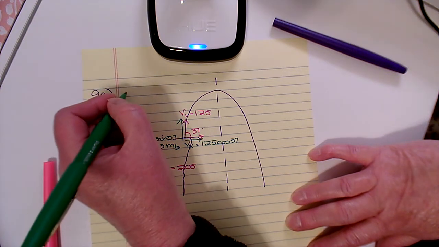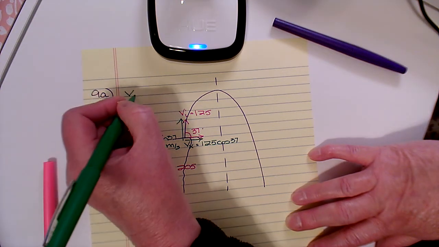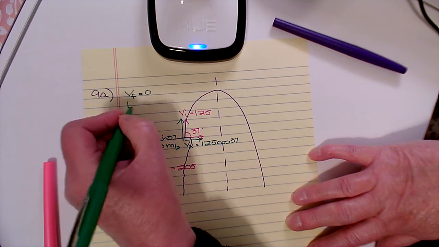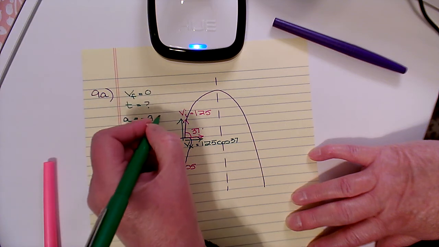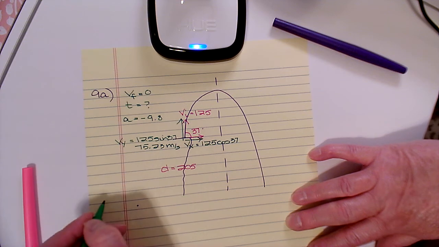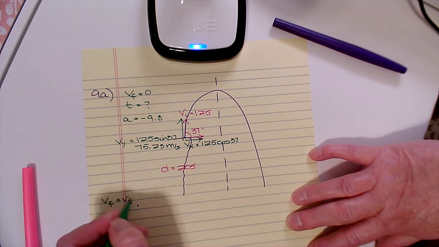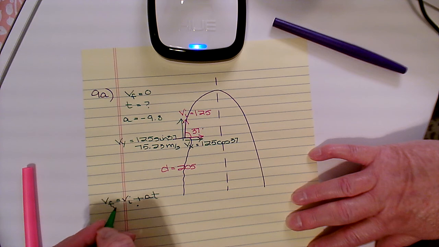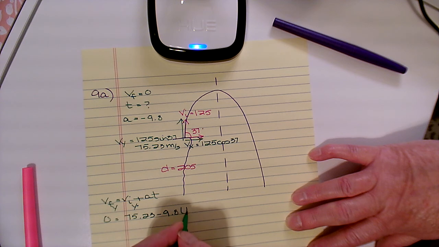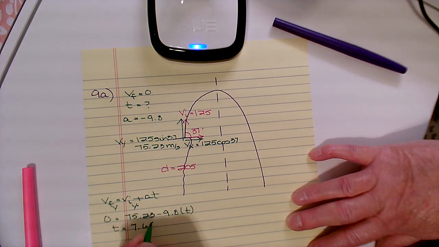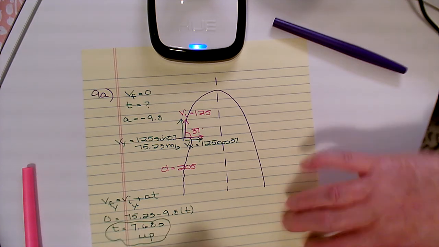So I can use this information to find out how long it's going to take to get to the top of the path from the top of the cliff. So the final velocity up here at the top would be 0. I'm looking for the time, and we know that the acceleration is going to be negative 9.8. So we can find the time it takes to go up by using our first acceleration equation, looking at it in the y direction. So that's going to be 75.23 minus 9.8 t, because it's going up, and I'm solving for t. When we do that, we find out that it takes 7.68 seconds to go up. So we're just going to store that number there.